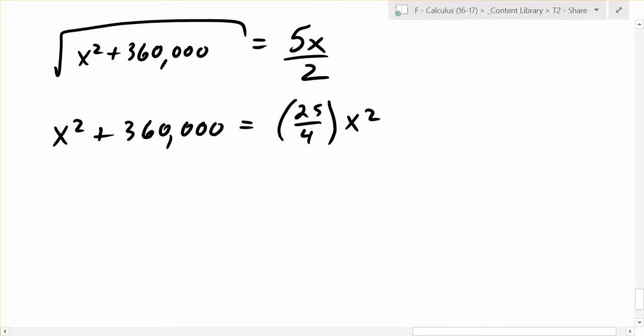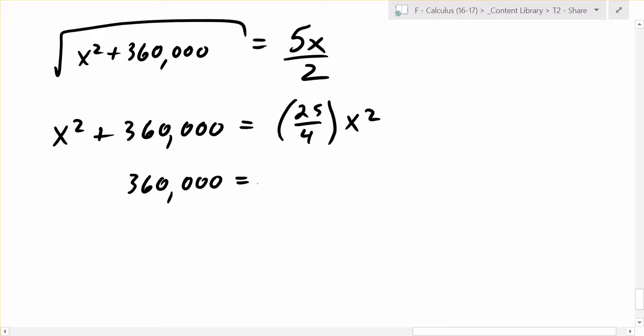X squared, like that. What should I subtract from both sides, David? We want to combine the x's, so let's pick a different one. So what should I subtract? Or x squared. Just subtract x squared, yeah. So you get 360,000, right?